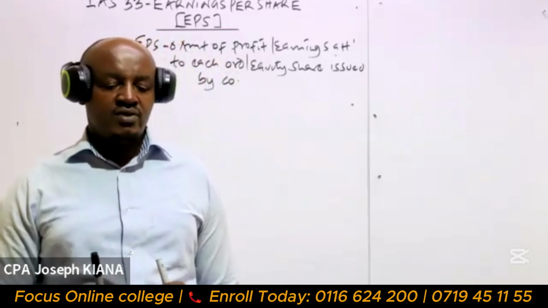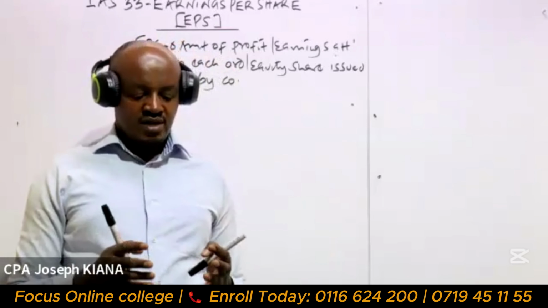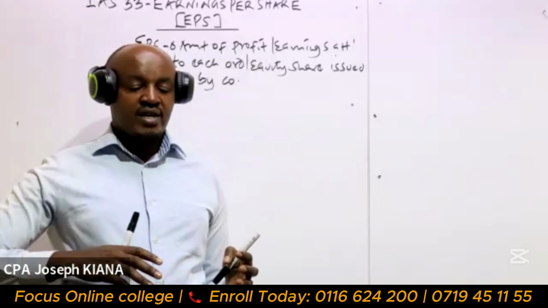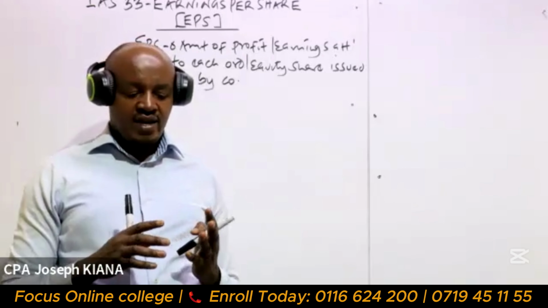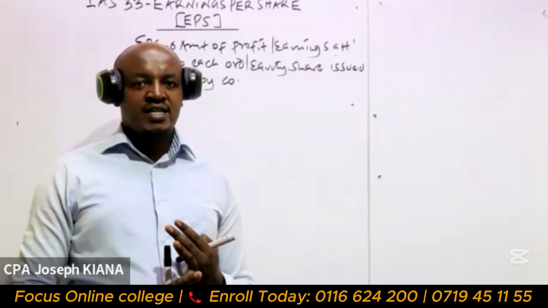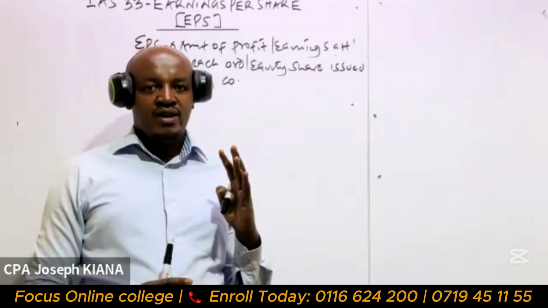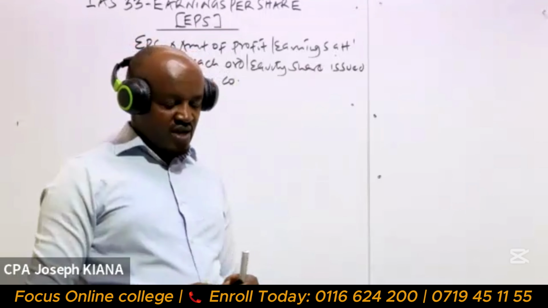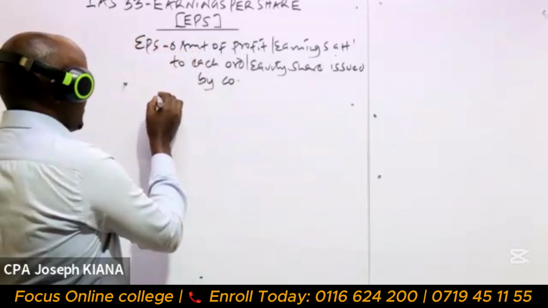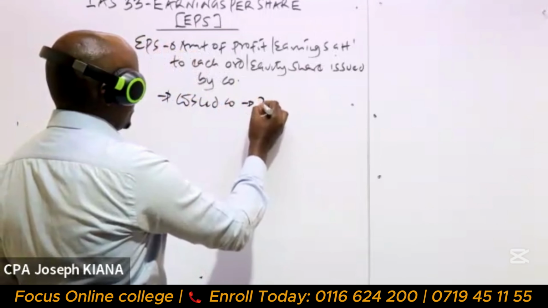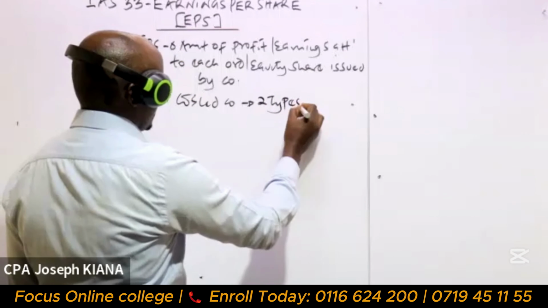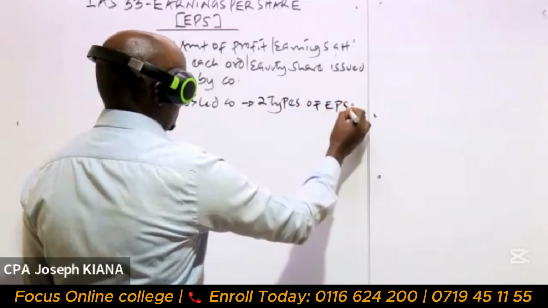Now, this particular standard requires that the listed companies must compute and disclose, as part of their financial statements, two types of earnings per share. One, we have diluted earnings per share, and number two, we have what is known as the basic earnings per share. So therefore, all the listed companies must compute and disclose two types of earnings per share.